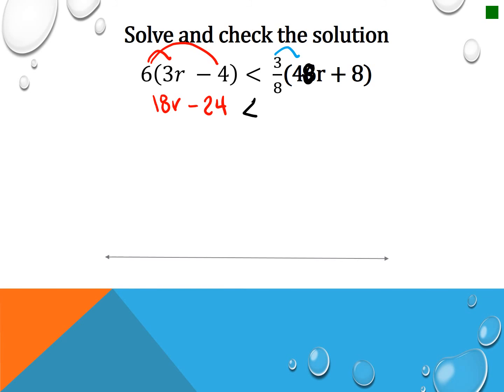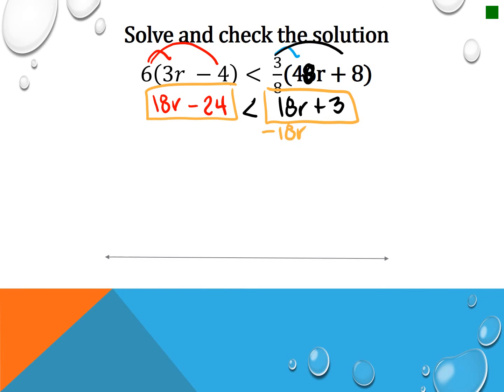Okay. Remember, I didn't make this up. So if I take 3/8 times 48, I get 18R, and then 3/8 times 8 is plus 3. Now I'm down to a left side and a right side. They both have pluses, so I'm going to move the 18R by subtracting 18R.